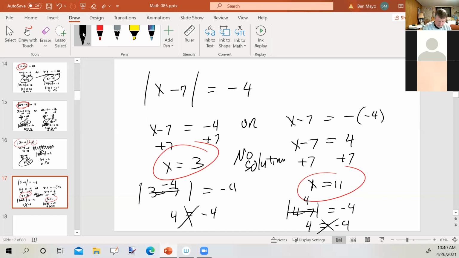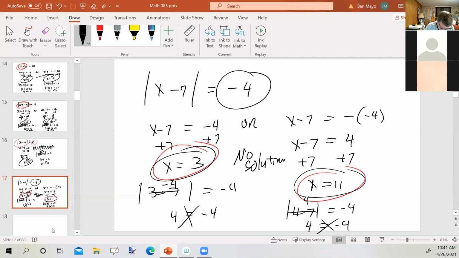Now, these solutions that we found are called extraneous. And sometimes WebAssign asks you to find them anyway and then determine whether they work or not. In this case, they don't work. But if you've got an absolute value equal to a negative number, I can tell you up front, they're not going to work. But you could still go through and find them following the process. But then when you check them, they won't check.